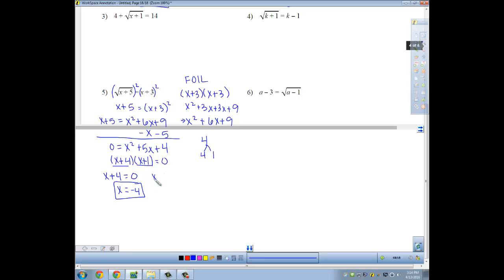Okay, so then I have x plus 1. I'm going to put that equal to 0 to get x equals negative 1. So those would be my two solutions.